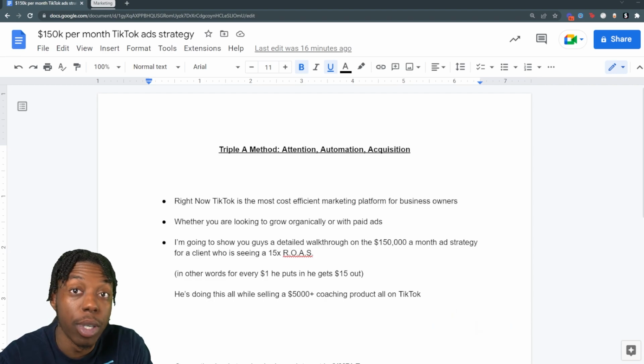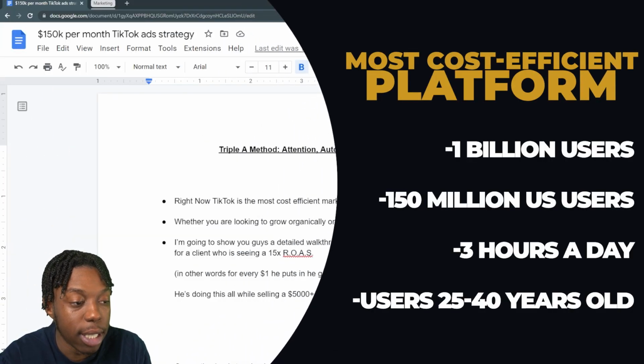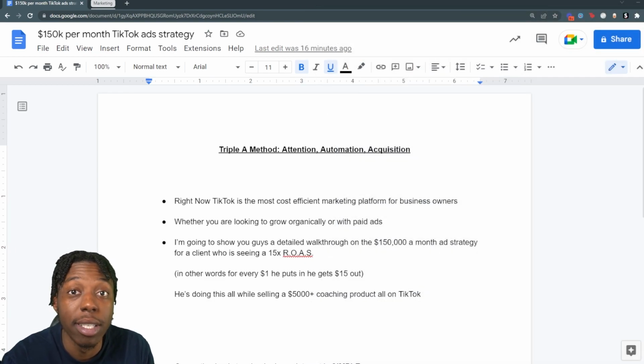So real quick, it's important to understand right now TikTok is the most cost-efficient marketing platform for business owners. There's over 1 billion monthly users on TikTok every single month, and there's over 150 million users from the US using the platform to consume content. On average, these users are spending about 3 hours a day, and the average TikTok user isn't your average 16-year-old looking for dancing trends. The platform has actually matured and grown to be a massive marketing tool. A lot of adults between the ages of 25 and 40 are on the platform every single day.